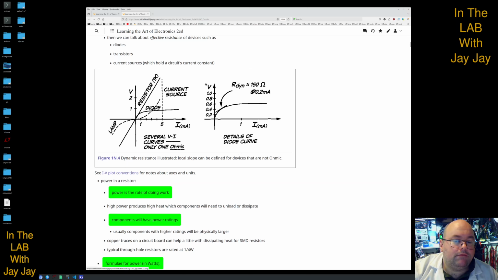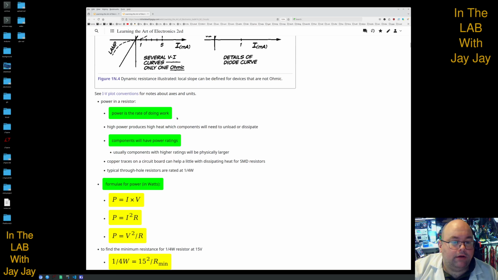Now this is plotting V against I, which is the opposite of how it's usually plotted. It's usually plotted I against V, and the reason they flipped the axes here was so that the tangent comes out in ohms. So it's a rise over run, which is V divided by I, which is resistance.